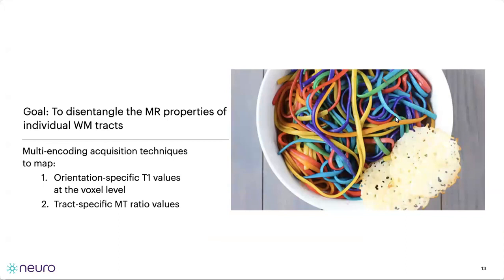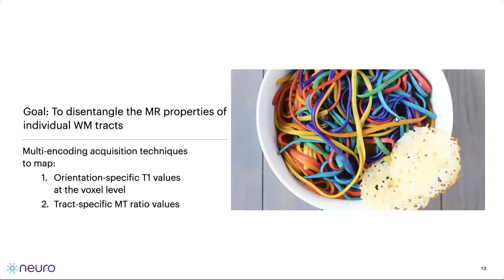So today I'm going to present two techniques where the joint purpose of both of them is to really disentangle the MR properties of the individual white matter tracts in the brain. Effectively, my daughter really liked this image, so I put it in there. You're trying to recover the color of each spaghetti, because right now they're all looking brown, okay? So that's what we're trying to do.